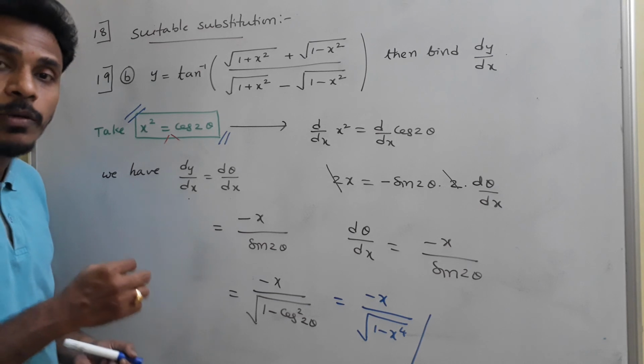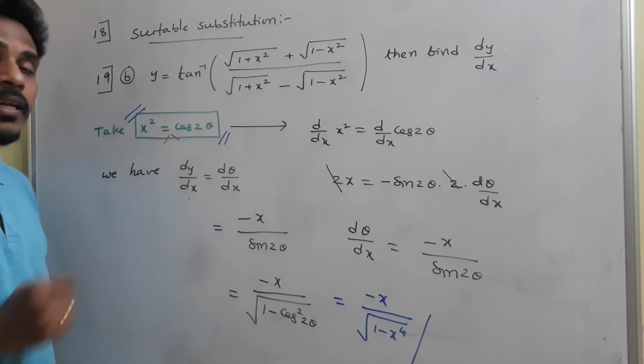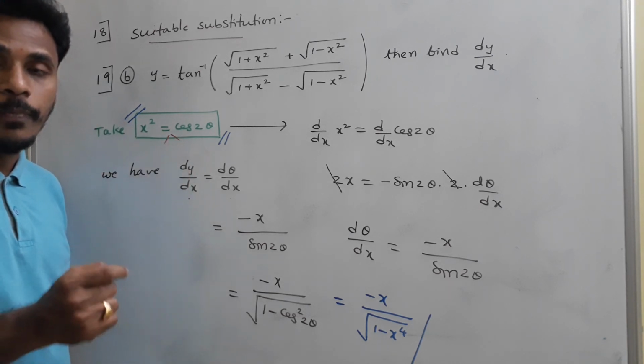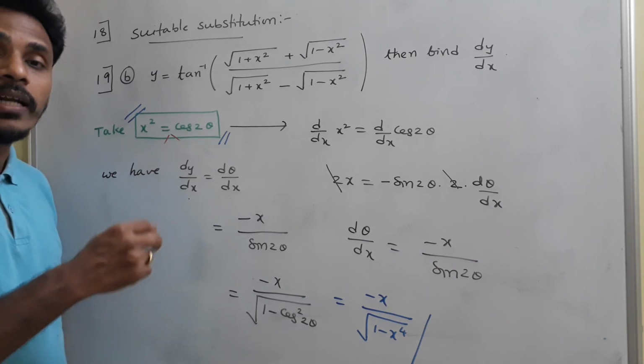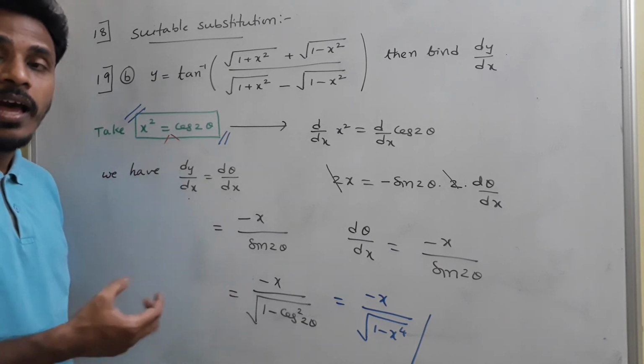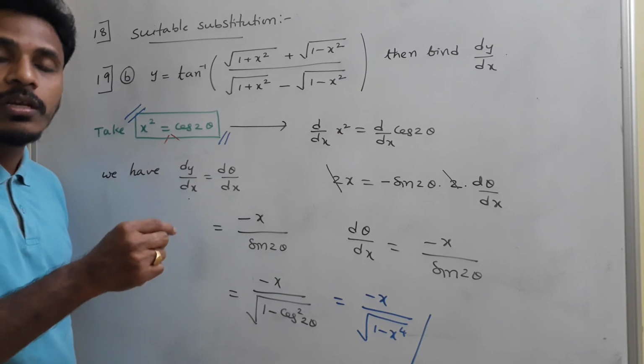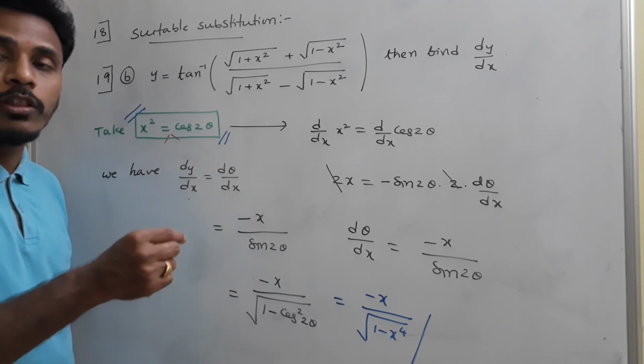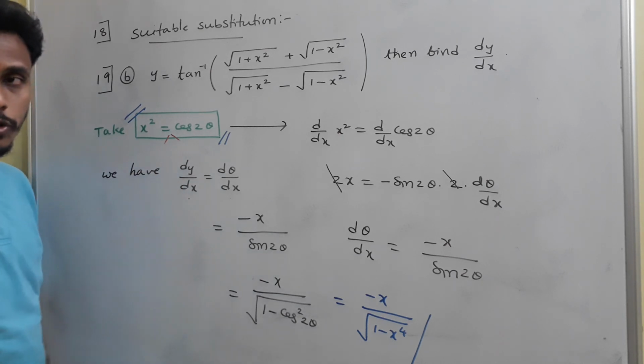All this happens just because of the suitable substitution, that x square is equal to cos 2 theta. You just have a look, and as a continuation in the next class, I will give you different simple ideas which are useful to solve problems related to this suitable substitution. Have a look.